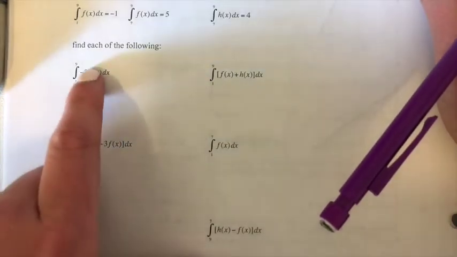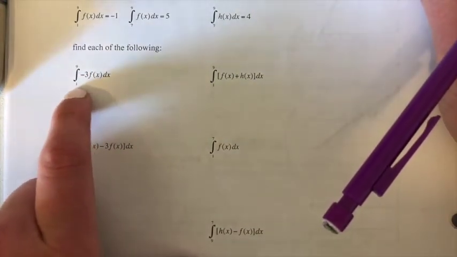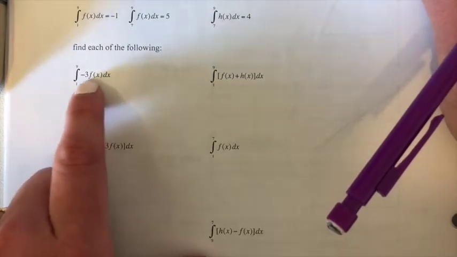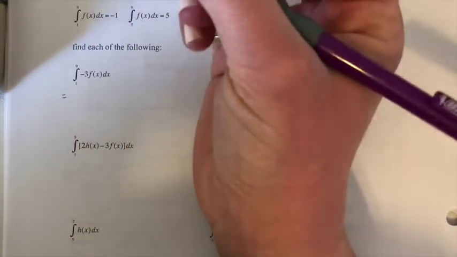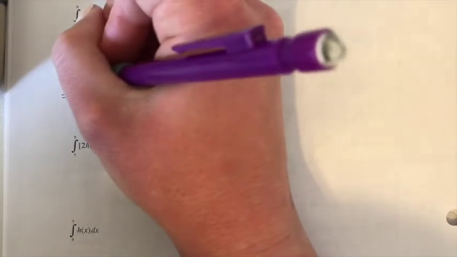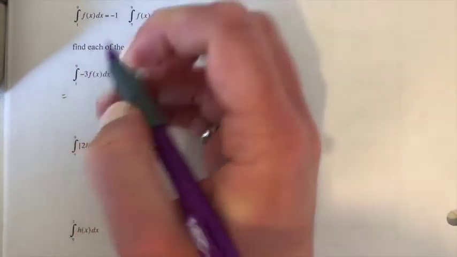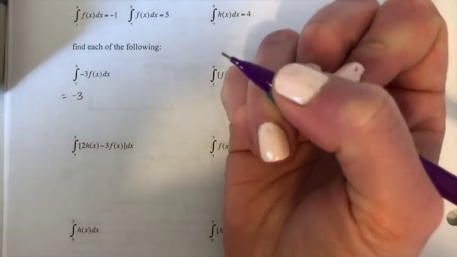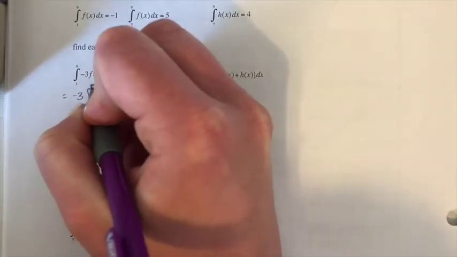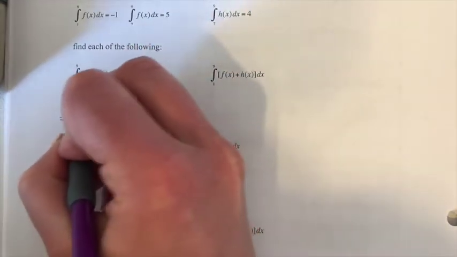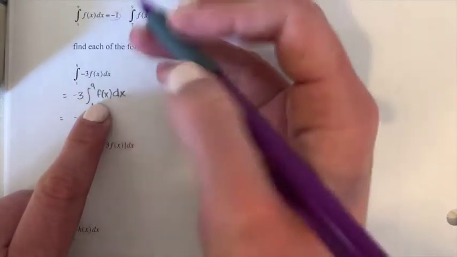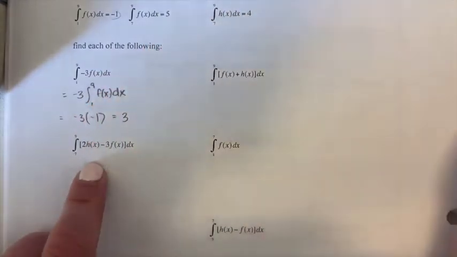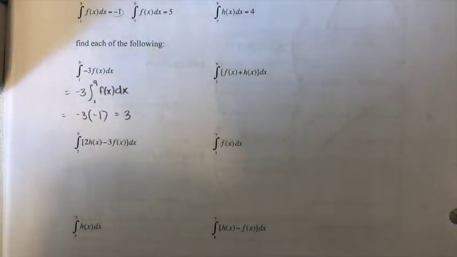If we want to do the integral from 1 to 9 of -3 times this function, just like in differentiation, if you see a constant in an integral, we can get that out in front. So this is the same as doing -3 times that integral. So that -3 can come out in front. And then this is now exactly this, so we can substitute that -1 in, and we get a +3 for that particular statement.